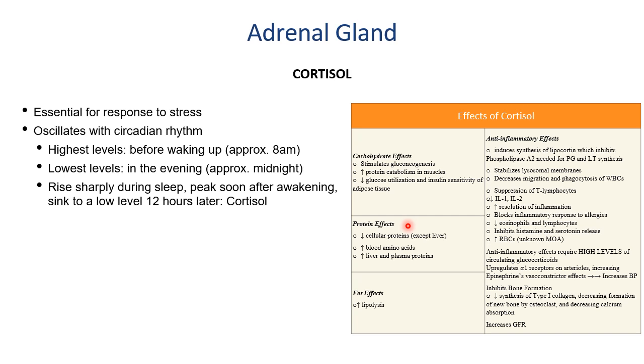Next, cortisol decreases the cellular proteins except in the liver. In the liver, cortisol will stimulate the production of your pentraxins or your acute phase reactants, the proteins that are released in response to an infection. It also increases the levels of amino acids in the blood. In the fat cells, it causes an increase in the breakdown of lipids. It increases lipolysis.